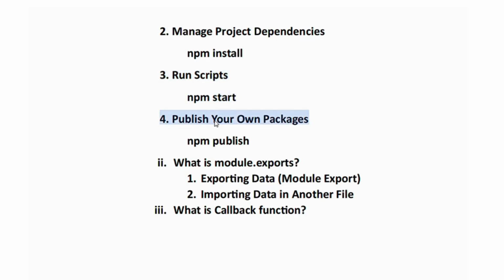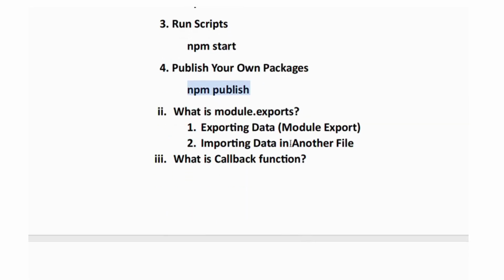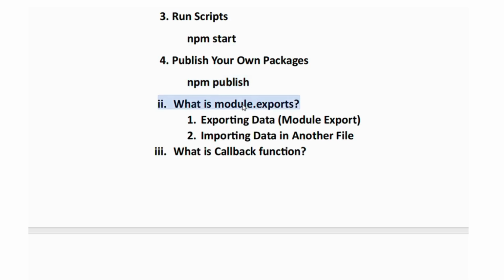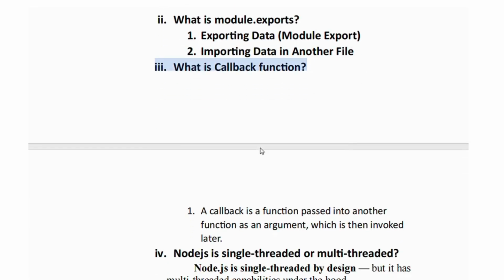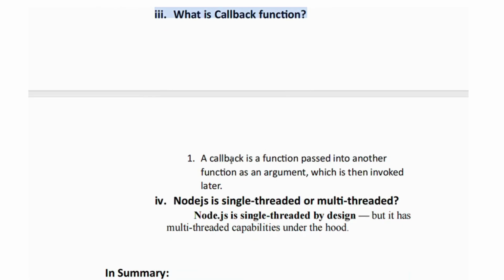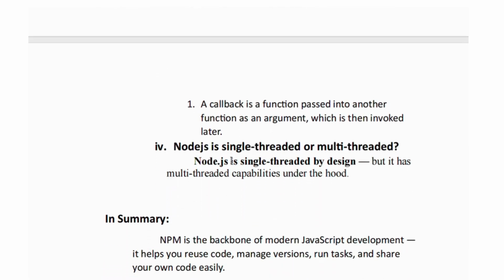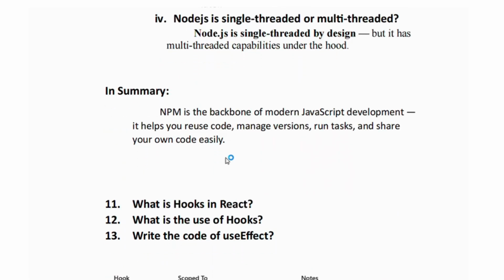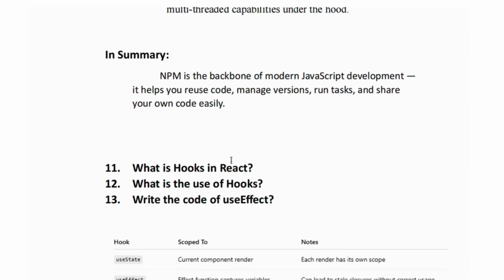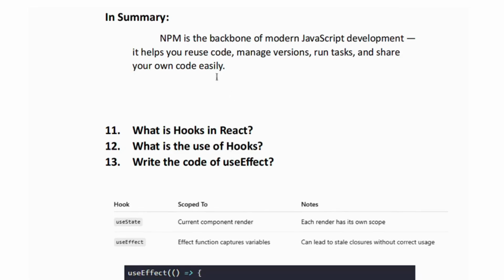Next, publishing our own packages. This is the command for publishing a package. Next, module.exports. These are the points on module.exports. Then the callback function, and Node.js being single-threaded and multi-threaded. This is the difference. npm is the backbone of modern JavaScript development. It helps you reuse code, manage versions, run tasks, and share your code easily.